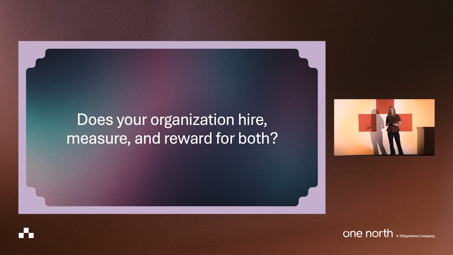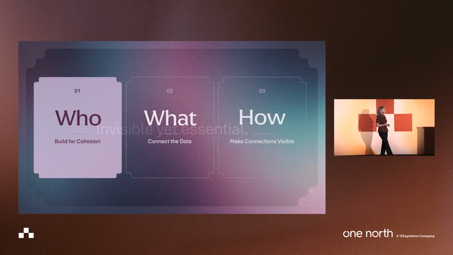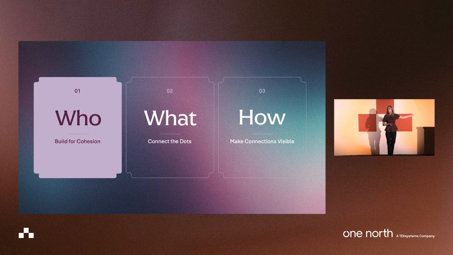And I think both matter. It can't just be good vibes. You can't just be high trust and not showing up for your job. But I think a lot of organizations need a calibration here. Glue employees are invisible yet essential. All right, so that's the who part. That's the people part of how to build teams for cohesion.